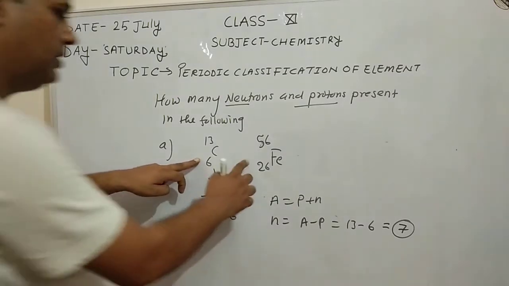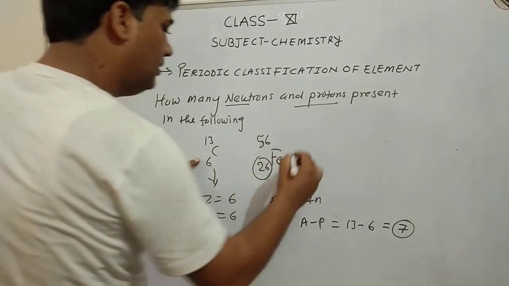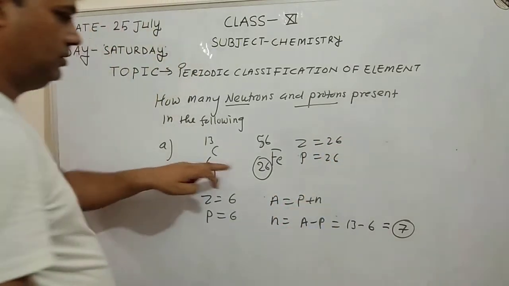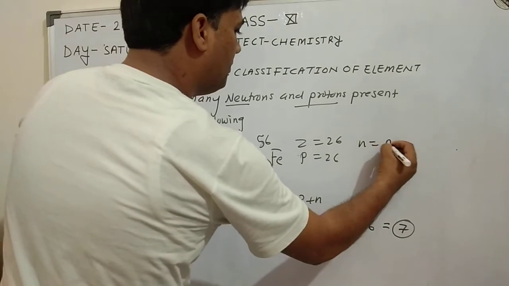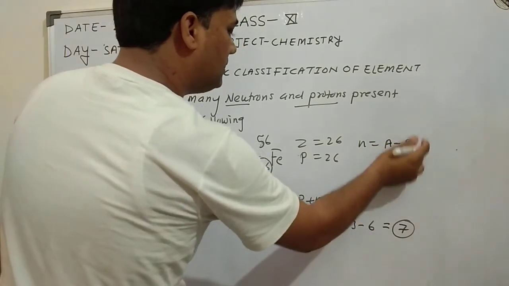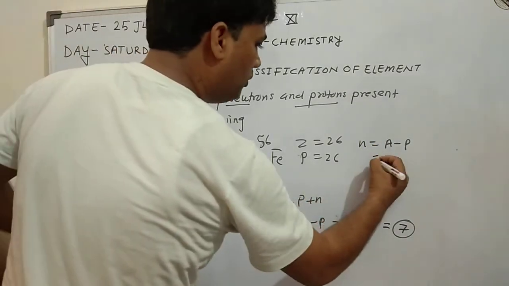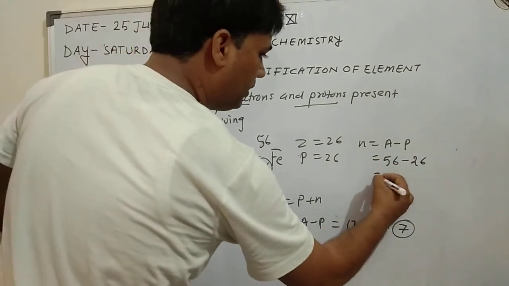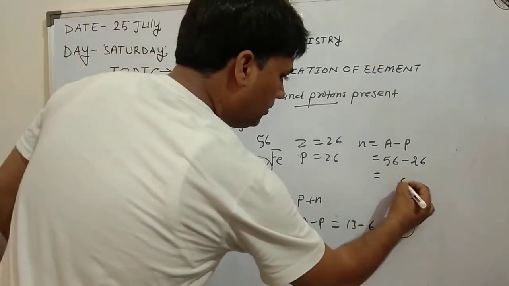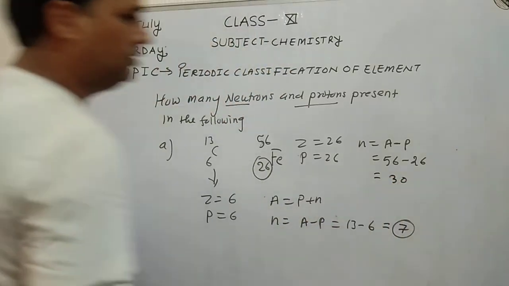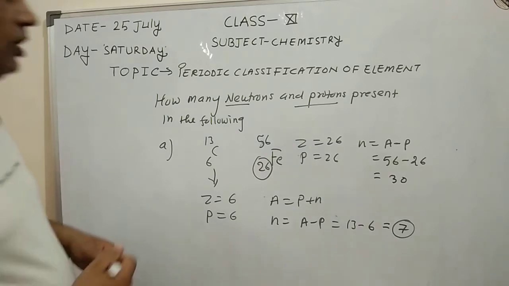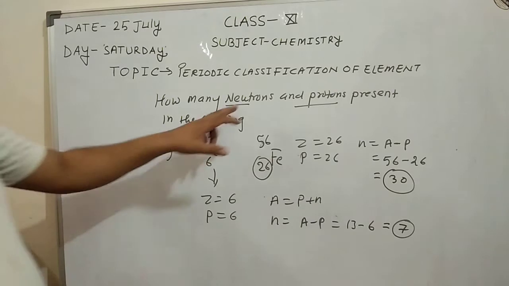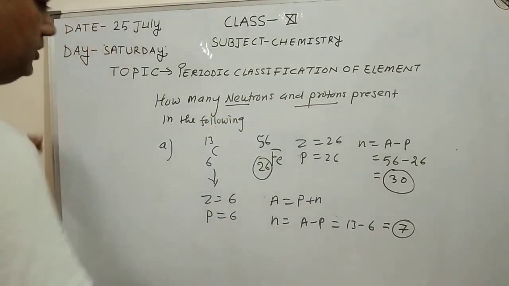In the case of iron, Z is equal to 26, so proton is equal to 26. So neutron is equal to A minus P, that is mass number minus number of protons. So 56 minus 26 is equal to 30. So the number of neutrons is equal to 30. In this way we can calculate the number of neutrons and the number of protons.